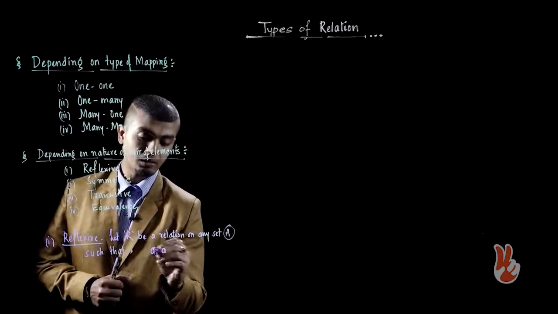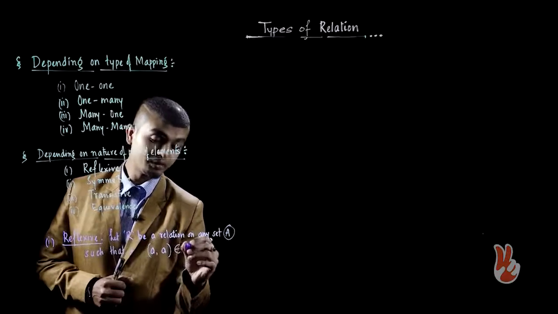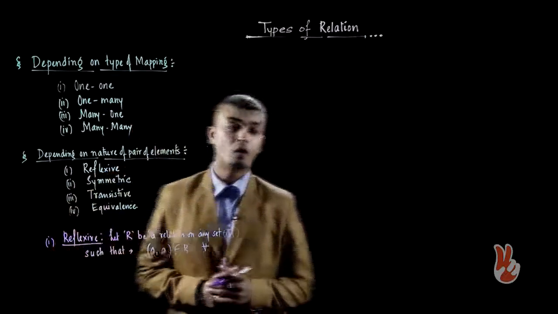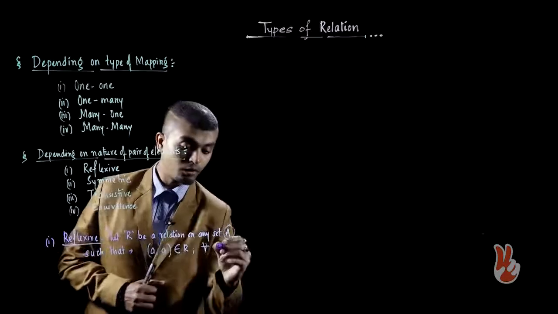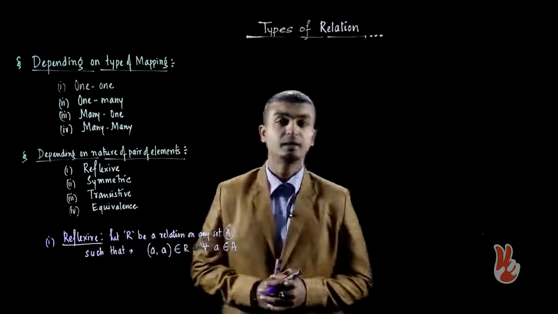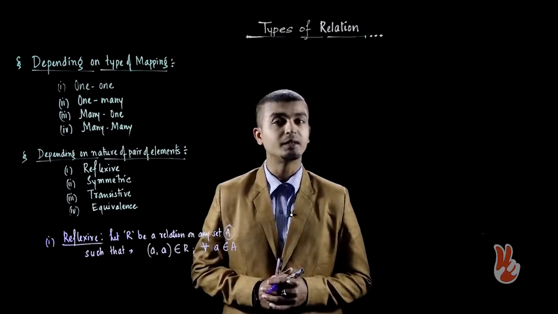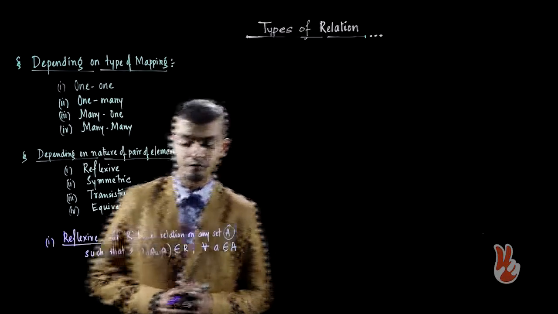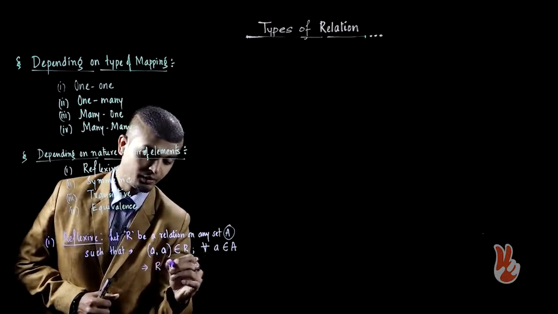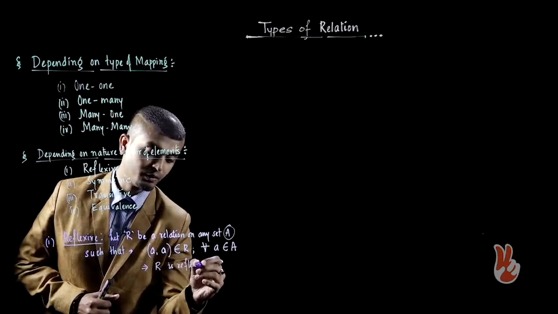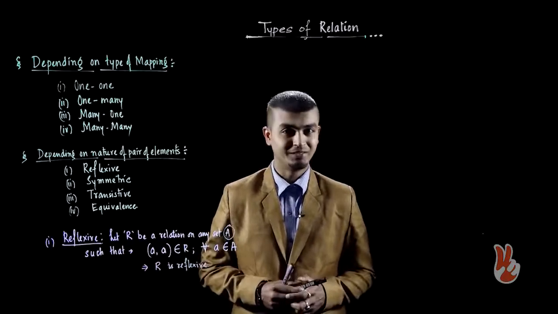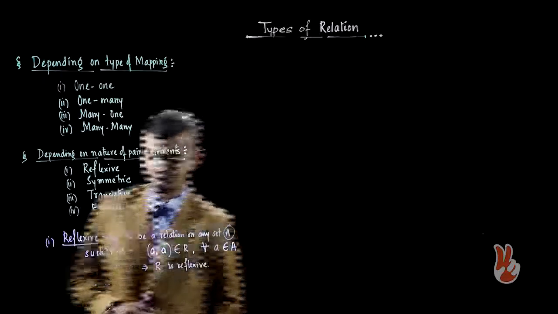the pair (a, a) belongs to the relation R for all. This is the symbol for all. So for all a element belonging to the set A, then I will say that the relation R is reflexive. This implies R is reflexive because the reflection of the image is present in that relation itself. Clear?